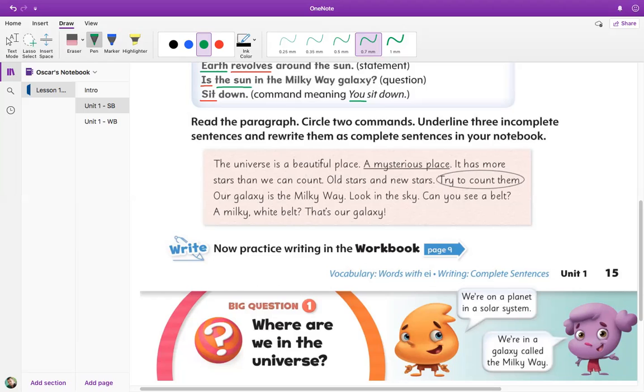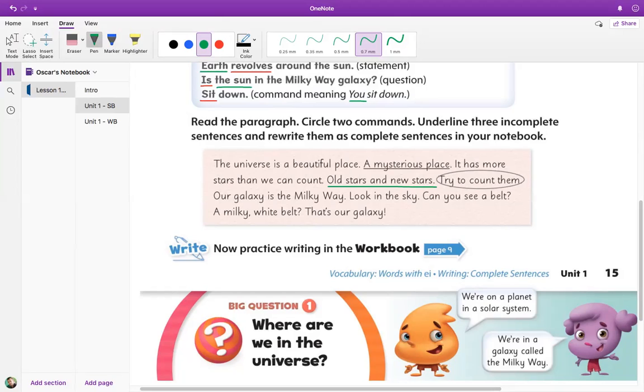Let's continue. It has more stars than we can count, old stars and new stars. So the first sentence is complete. It, as our subject, is the pronoun for the universe, and has is our verb. But the second one, we are going to underline it. Why? Because it is incomplete. We don't have a subject and we don't have a verb.